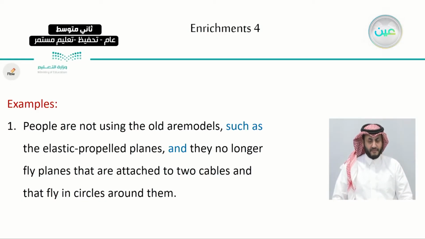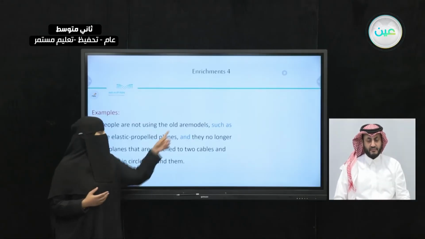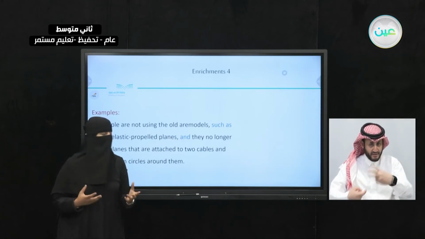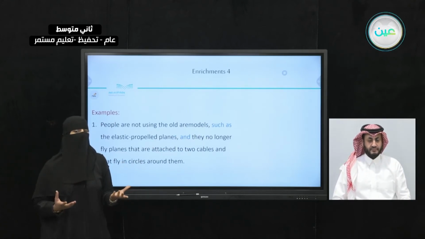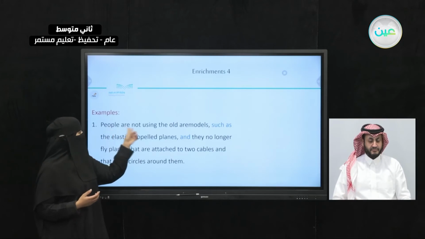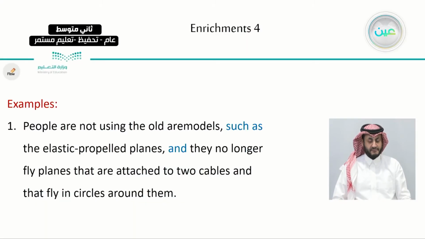So here we have, people are not using the old air models. So this is also a topic. Why? Here, let's take a look. People are not using the old air models such as the elastic propelled planes, and no longer fly planes that are attached to two cables and that fly in circles around them. So here we have two connecting words. What are they? Such as, and we have the word and. Now, why did we use the word such as? For what? People are not using the old air models. So here, old air models, here are some examples.